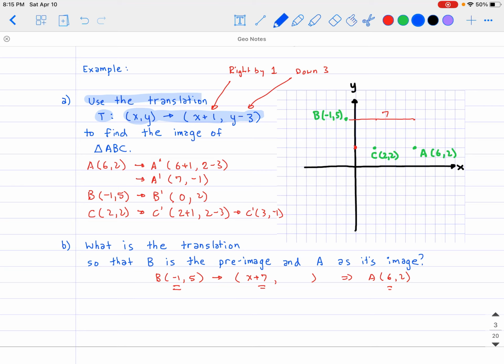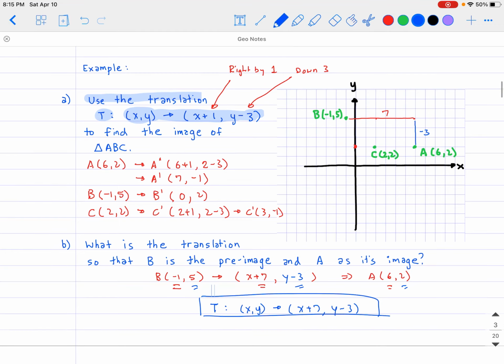And then similarly, if I go down in this case over here, that is going to be -3. That tells me that probably should be y minus 3. 5 over here minus 3 is equal to 2. So there you go. My translation is going to be T of x comma y, any coordinate you want, and we're going to translate it by moving to the right by 7, and then moving down by 3 as well. Okay, so there we go.